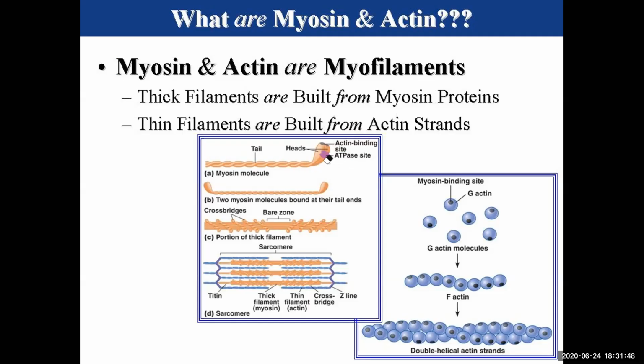The cross bridge formation is an active mechanism. So without ATP, as you'll learn later, the myosin and the actin cannot disengage. They're stuck with one another. Once you have that myosin head bound to the actin, once you have the thick filament binding to the thin filament through myosin and actin interactions, they cannot disengage from one another. The myosin cannot disengage from the actin unless there's ATP.